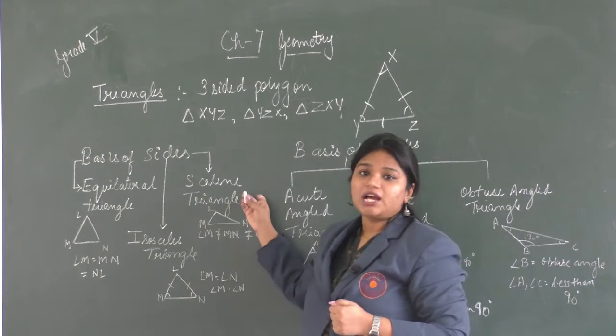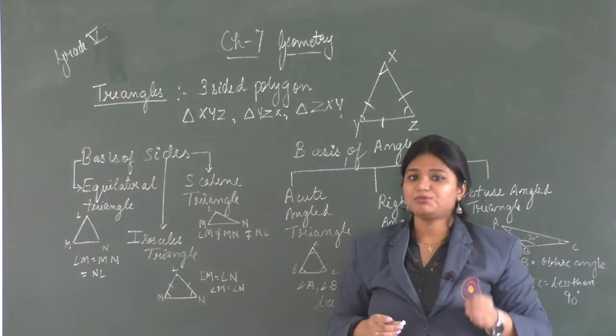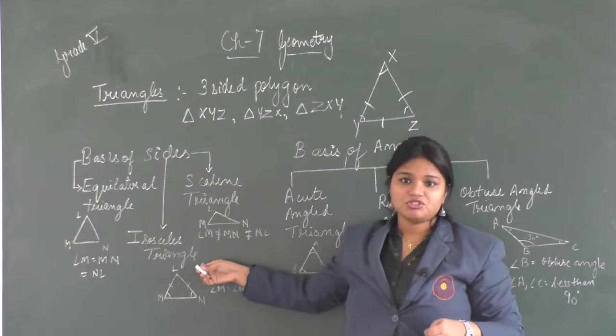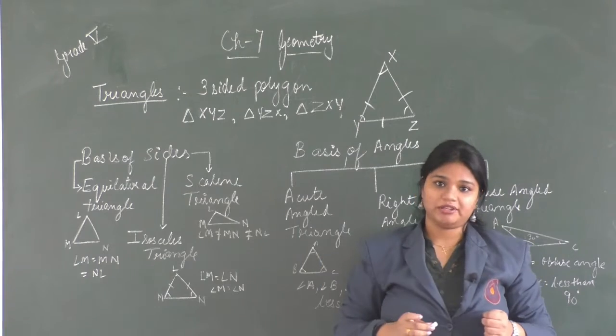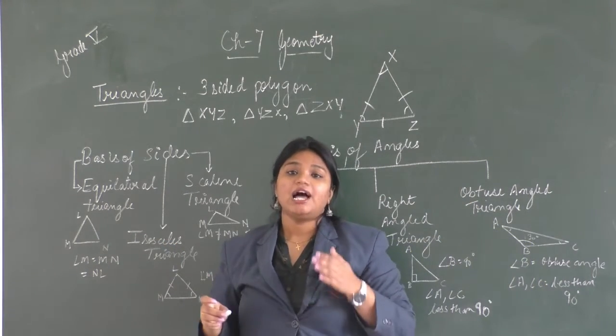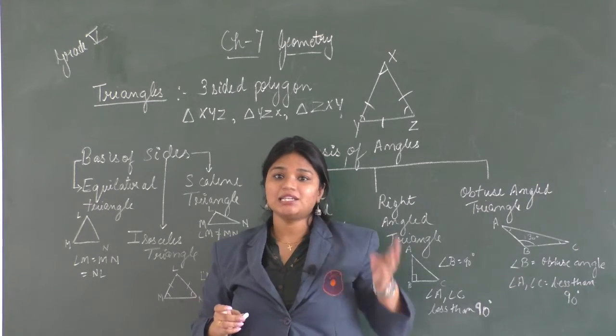So when we look at the classification of the triangles on the basis of the sides, there are three types of triangles: equilateral triangle, isosceles triangle and scalene triangle. Now what are the properties of an equilateral triangle? An equilateral triangle has all the three sides as equal.